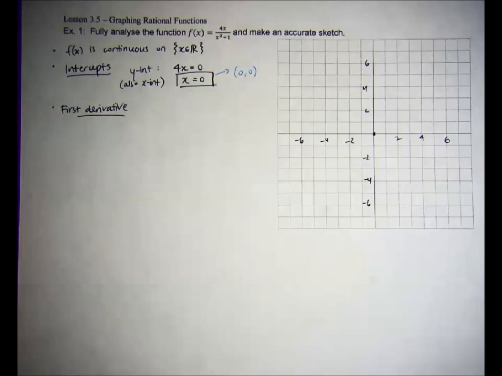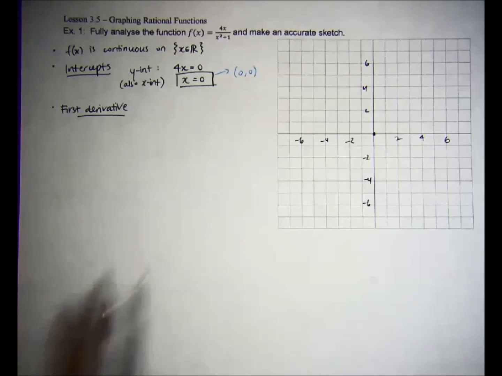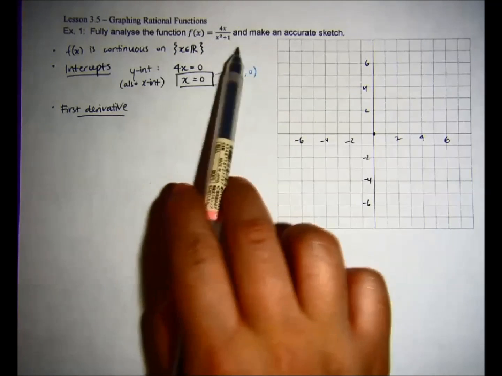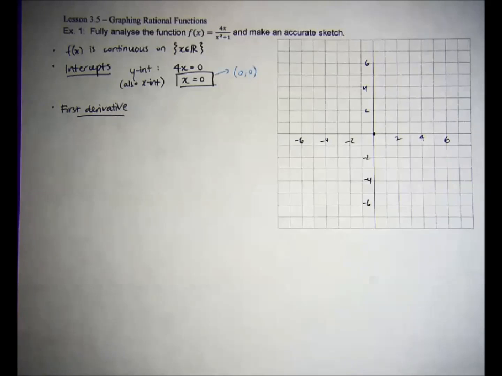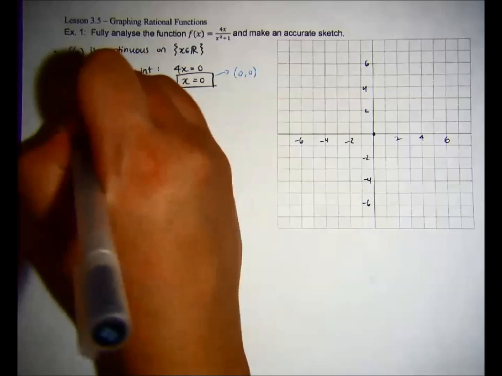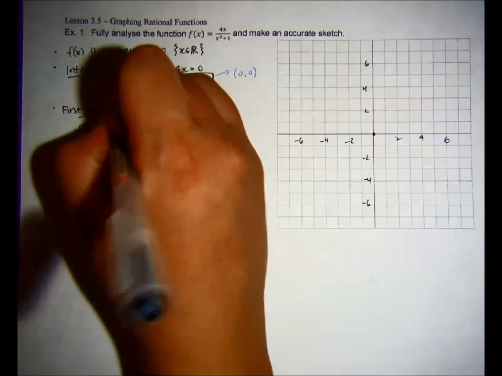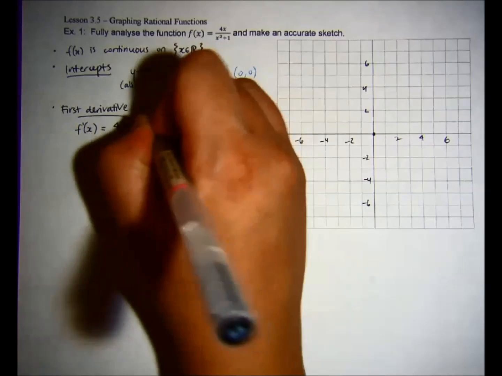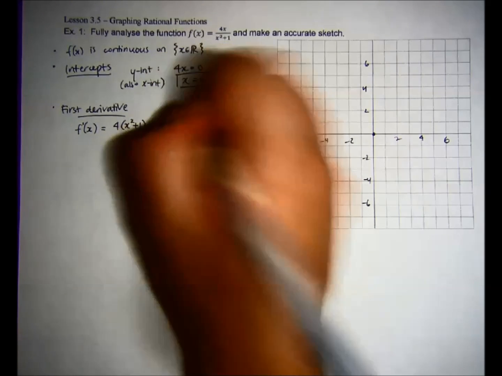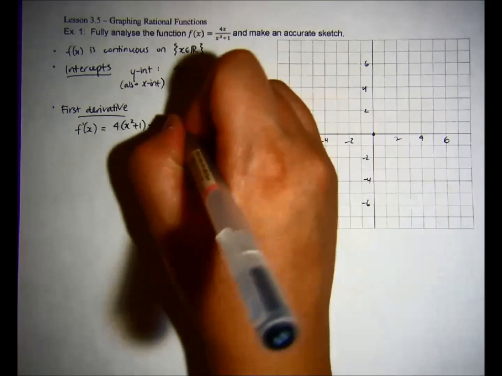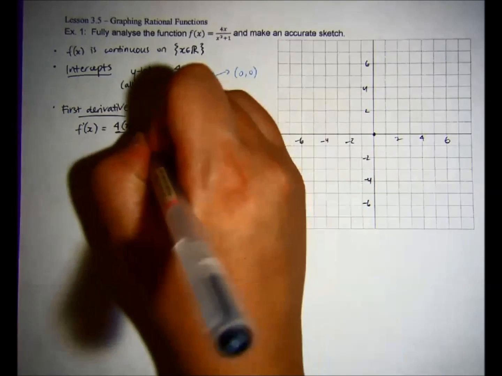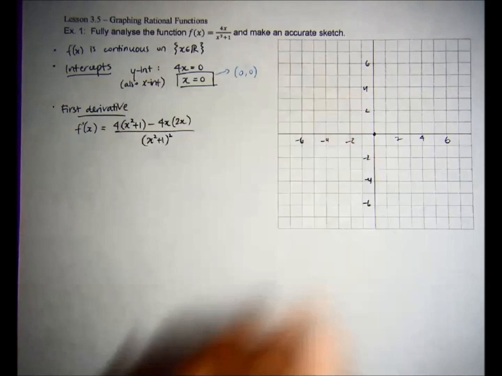If you want to use the function written as is, then you're going to have to apply the quotient rule. Otherwise, you can change x squared plus 1 to be bracket x squared plus 1 close bracket to the negative 1, and then use the product rule instead. That's up to you. I'm just going to use the quotient rule. So the derivative of 4x is 4, times x squared plus 1, minus 4x times the derivative of x squared plus 1, which is 2x, divided by x squared plus 1 squared.